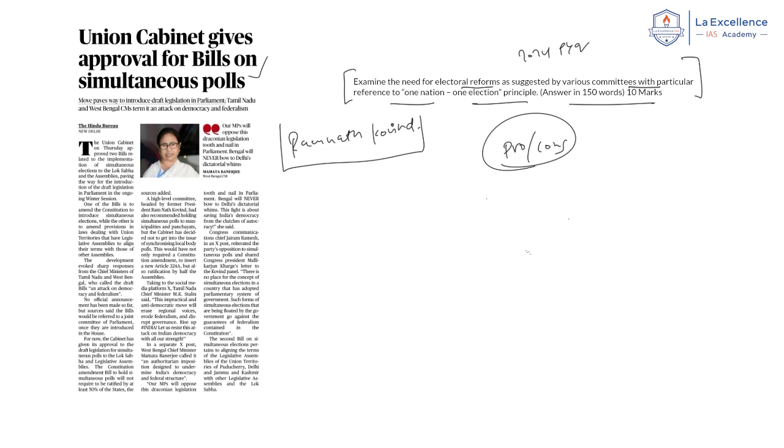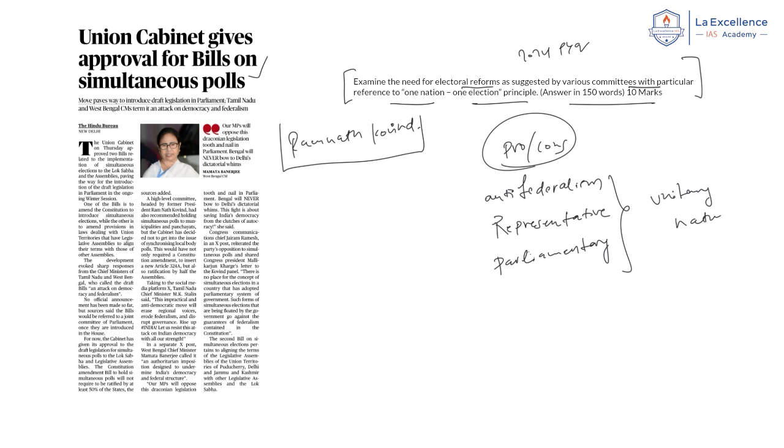elections in India. In this article, it is mentioned that leaders like Mamata Banerjee and CM Stalin of Tamil Nadu criticized this as anti-federalism. This is against the principle of federalism. This is against the principle of representative governments. This is against the principle of parliamentary form of government because it leads to the unitary nature of Indian polity. These are the criticisms given by the various leaders.